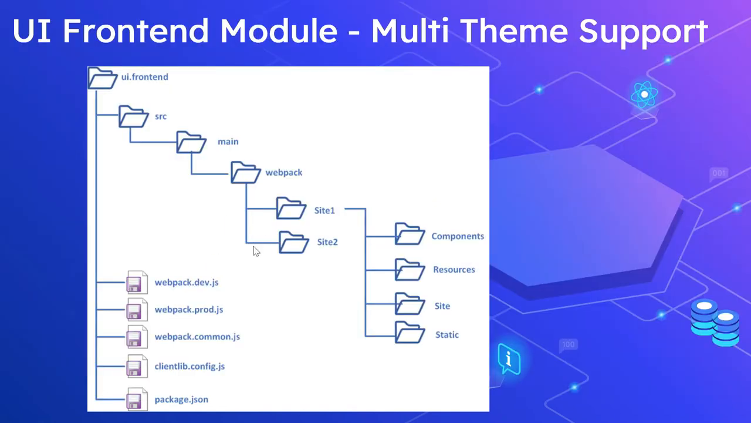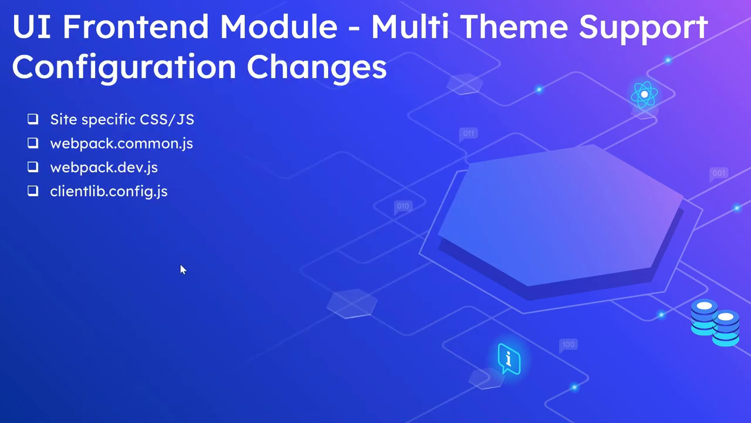We are going to use this specific structure. Site specific folder site1 and site2 under Webpack folder. Then individual site specific folders having the default folder structure, components, resources, site and static. Then the configuration files are common. Again same webpack.dev.js, webpack.prod.js, webpack.common.js, then clientlib.config.js, package.json. These are all the files we are going to modify.